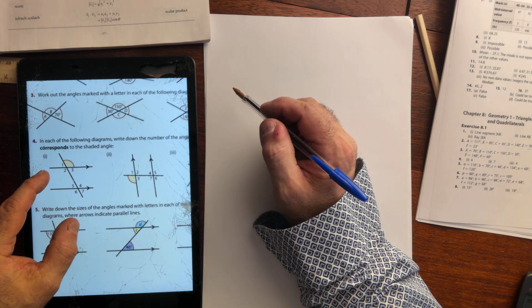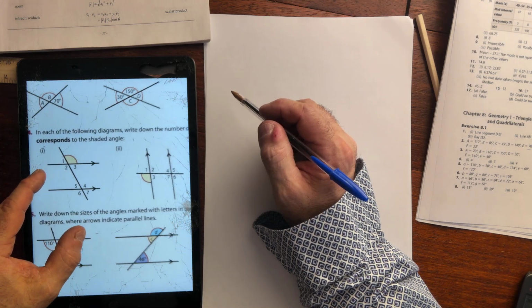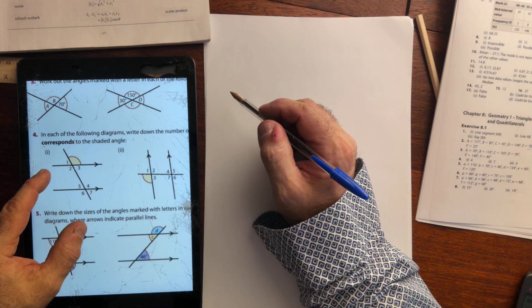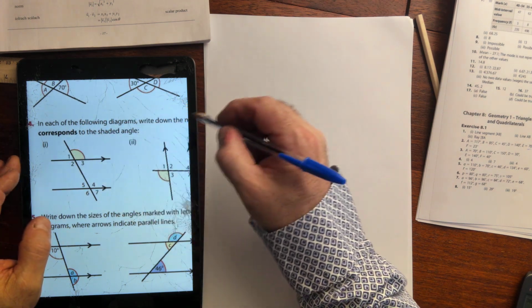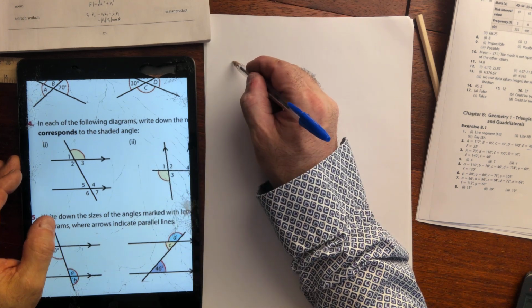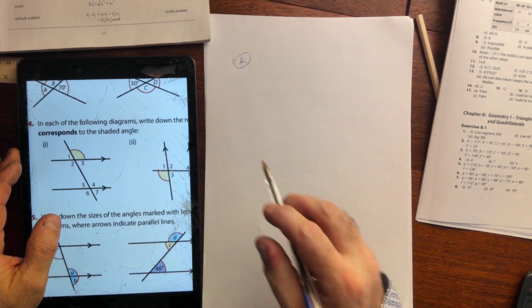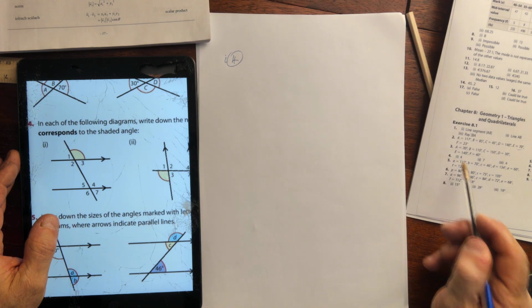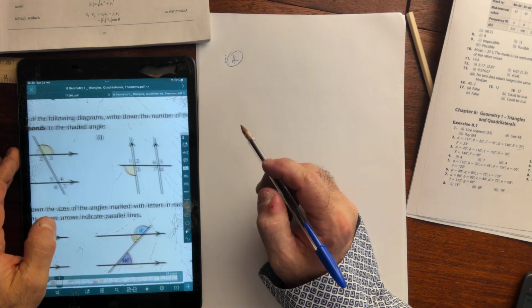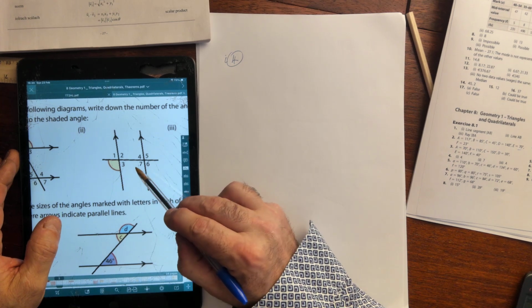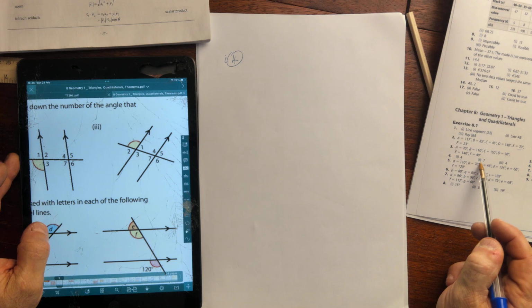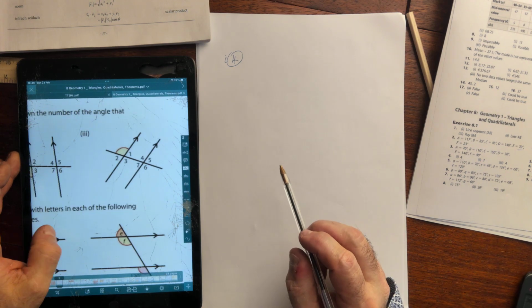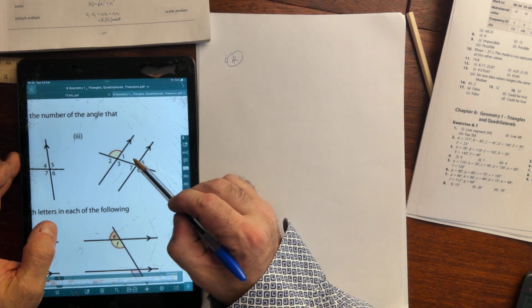Okay, we're going on to question 4. In each of the following diagrams, write down the number of the angles that correspond to the shaded angle. So what corresponds to the shaded angle? It's going to be 4. Angle 4. Question 4, angle 4. What corresponds? 7. And what corresponds? 4. So it went 4, 7, 4. Excellent. Okay, what corresponds? 4.